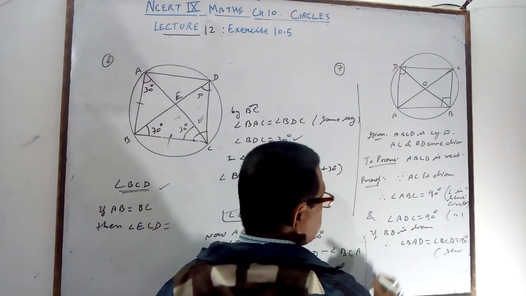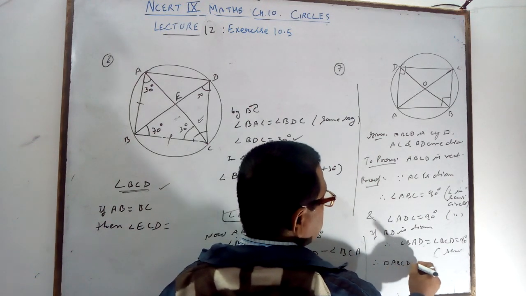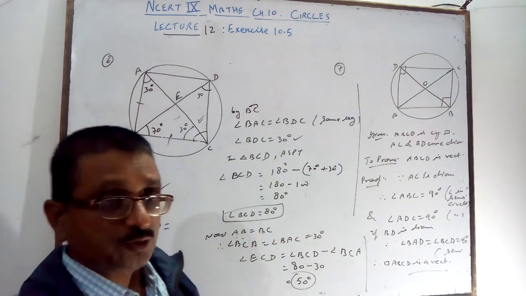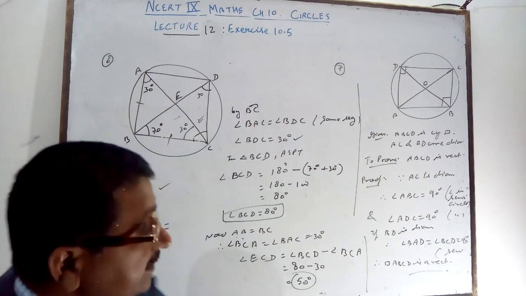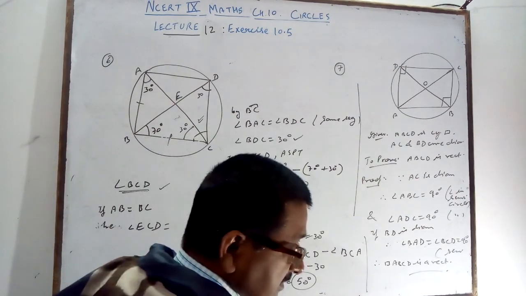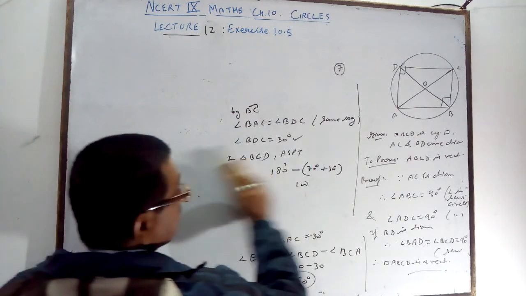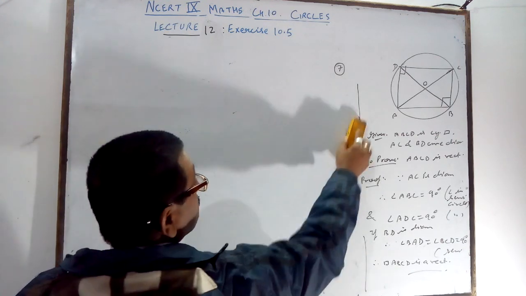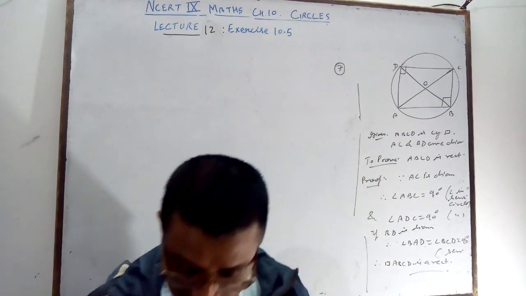So each angle is 90 degrees, therefore quadrilateral ABCD is a rectangle. Hence proved. If each angle of a quadrilateral is 90 degrees, then it is a rectangle. If sides are also equal, then it is a square. So very simply you have proved it.